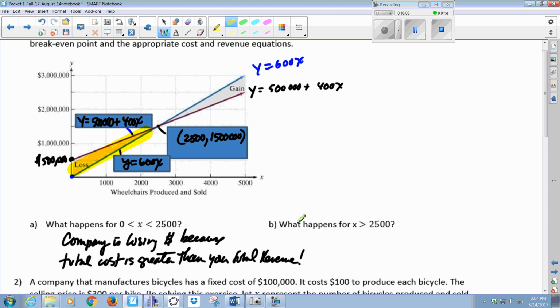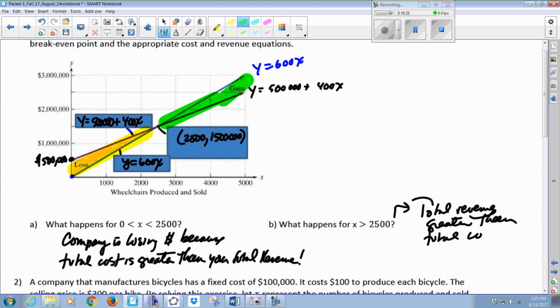The second question asks, what happens when the number of wheelchairs, which is represented by x, the number of wheelchairs produced and sold, is greater than 2,500? Well, that's the portion of the graph that's to the right of that intersection point. And notice the little word says gain. This is a situation where your total revenue is greater than your total costs. So that means your company's making a profit.